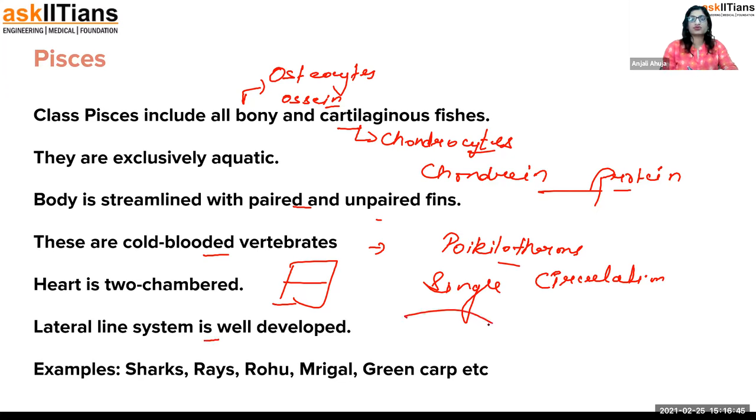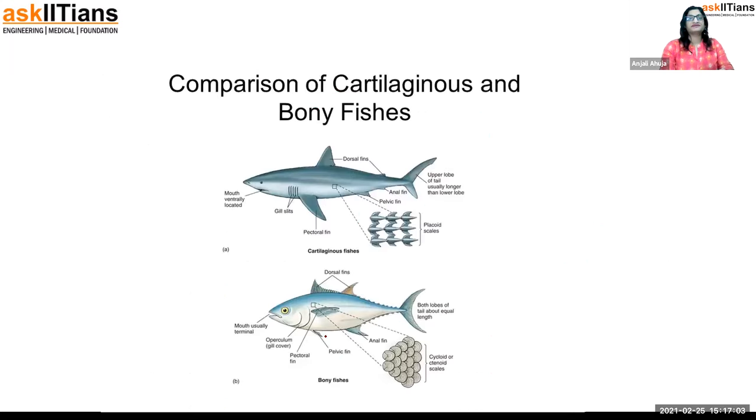The lateral line system is throughout the body. Along the lateral line there are sensory organs, fins, and gill slits; these things are present throughout the lateral line. So the lateral line system is used for sensing, and it is well developed. Examples are shark, ray, rohu, mrigal, green carp. There are many fishes whose names you can remember.